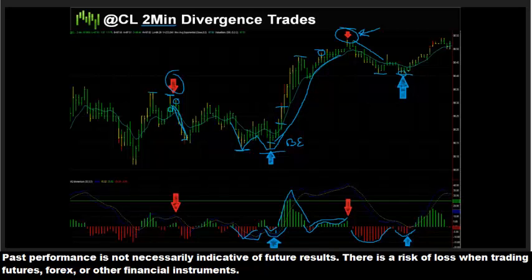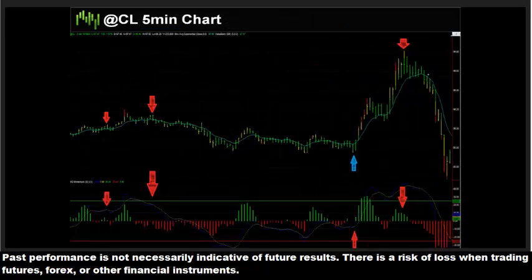Now, you can also do this on 5-minute charts. I'm trying to give you multiple time frames. The shorter the time frame, you'll have more signals. So 1, 2-minute, 3-minute charts, you'll have more signals. I personally never traded on a 3-minute chart, but I do know some traders that like trading on 3-minute charts. On a 5-minute chart, you're going to have less signals, but you're going to have bigger price swings.